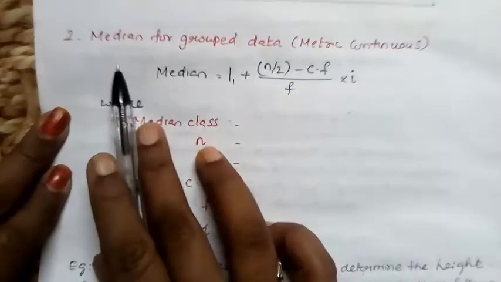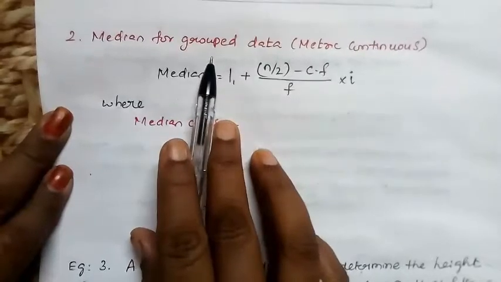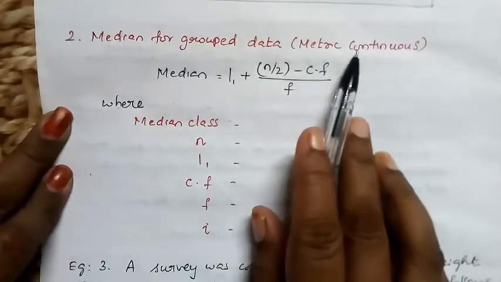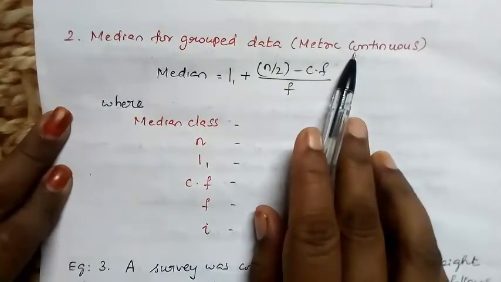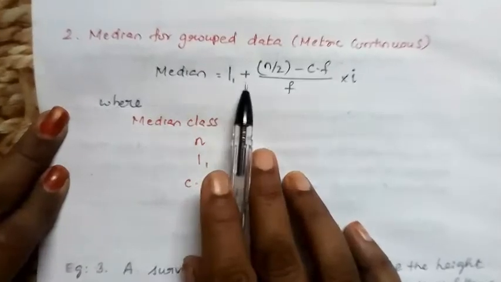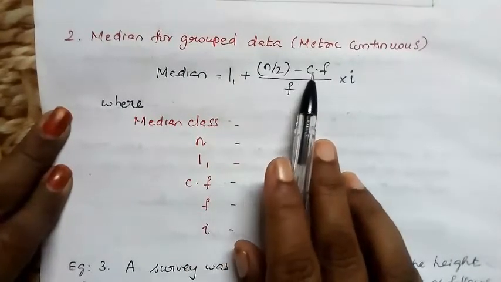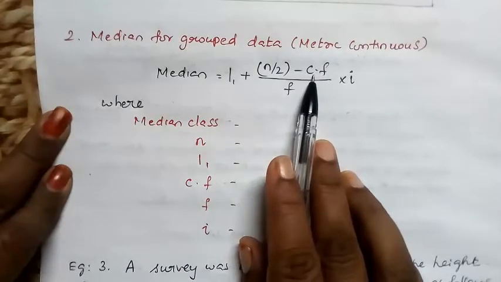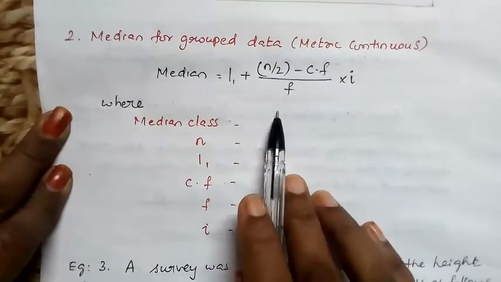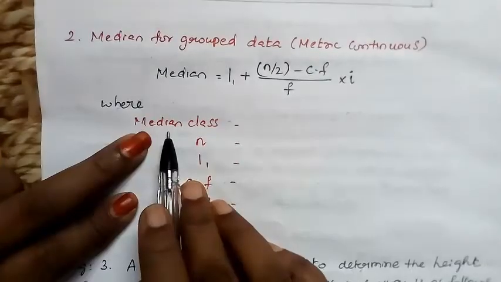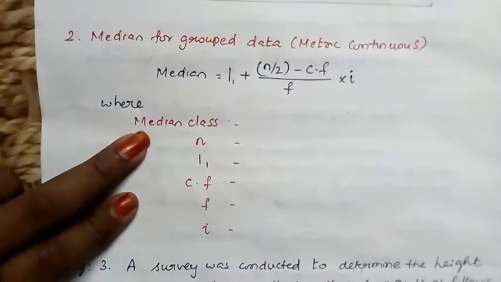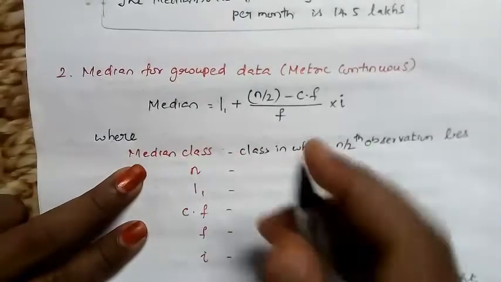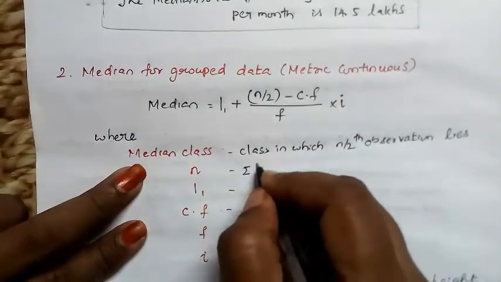Next is finding the median for grouped data where the data is metric continuous. The formula to find out the median here is L1 plus (n by 2 minus CF) divided by F, into I. CF means cumulative frequency. The median class is the class in which the n by 2th observation lies. N is the sum of the frequencies.